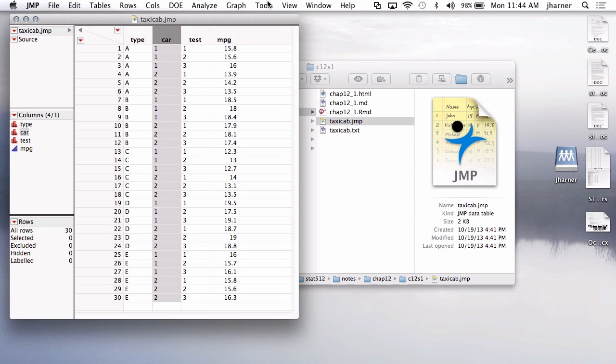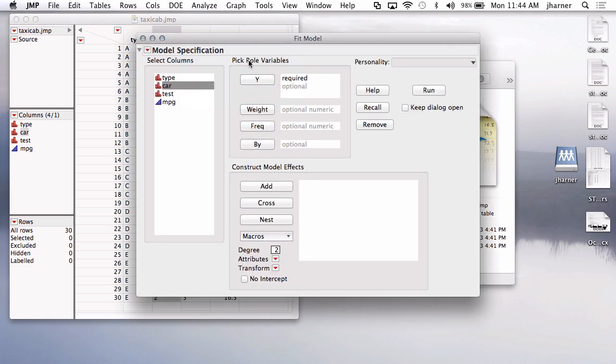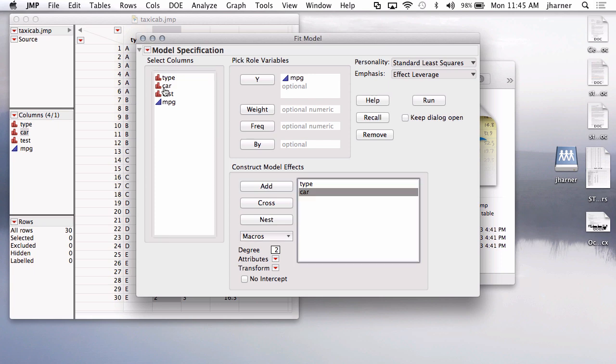So if I say fit model, which is sort of like LM, except it does give you more flexibility. Notice the different icons, the continuous one for miles per gallon and the histograms, which represent the categorical variables. So I put in miles per gallon as Y, I put in type here, and then I'm going to put in car, but I have to nest car within type, and so I'm going to select both and say nest. So now notice that I have type and car within type.